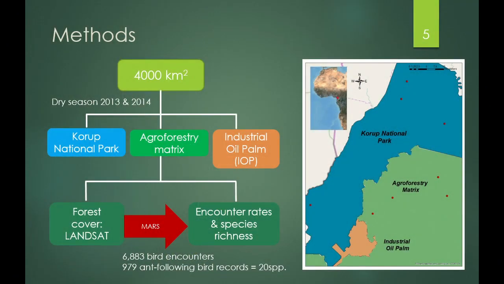So what we did was that we visited this really nice area in southwest Cameroon that has 3 different landscapes. So one protected area, one agroforestry matrix, which has very small farms embedded in natural forest, and industrial oil palm plantations. And what we did was that we established many plots there around villages, and we assessed forest cover through Landsat, and then we modeled the response of our encounter rates and the species richness of all the birds through multivariate adaptive regression splines.